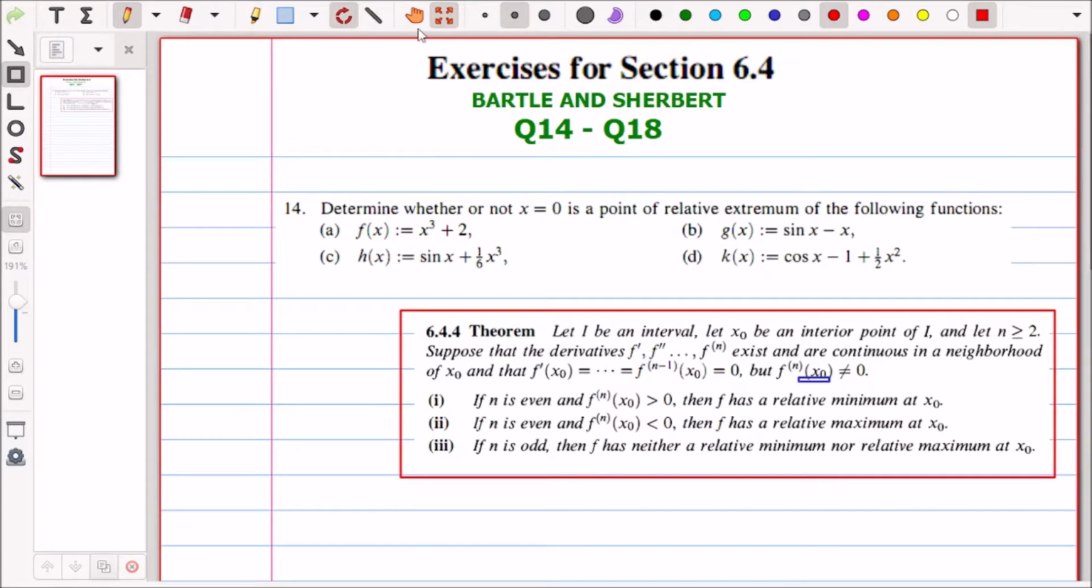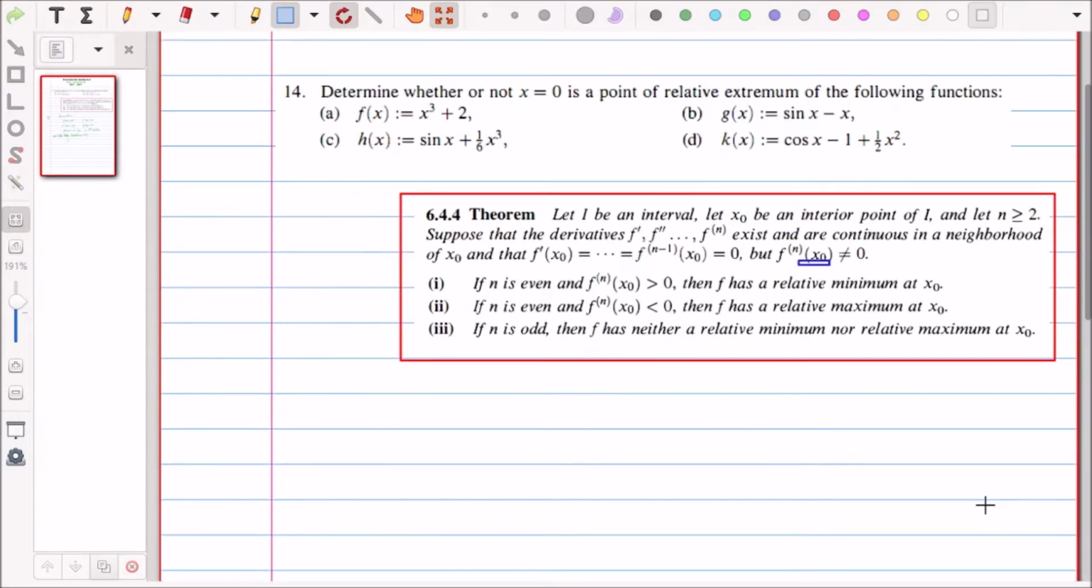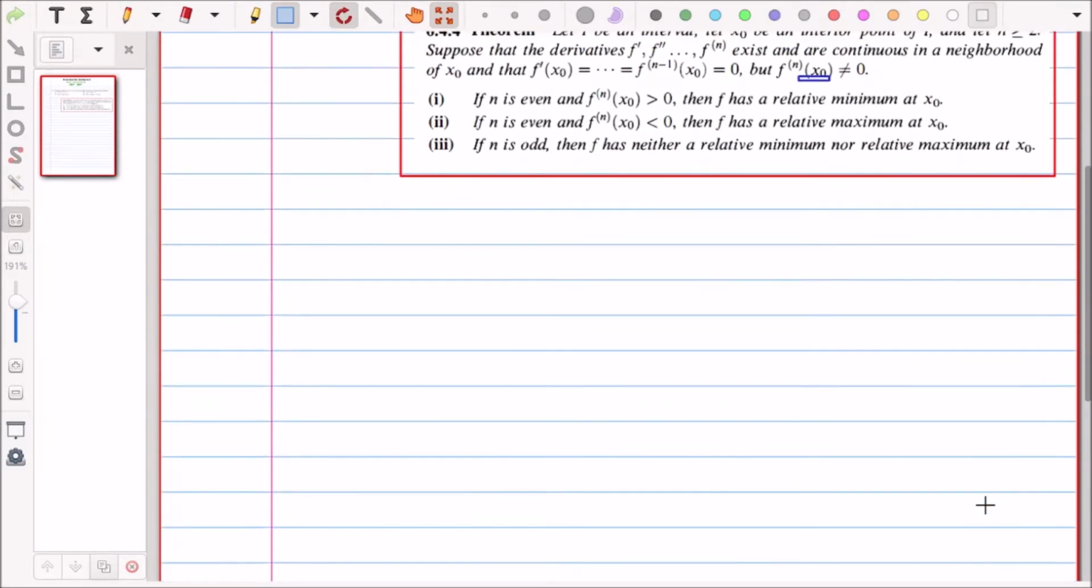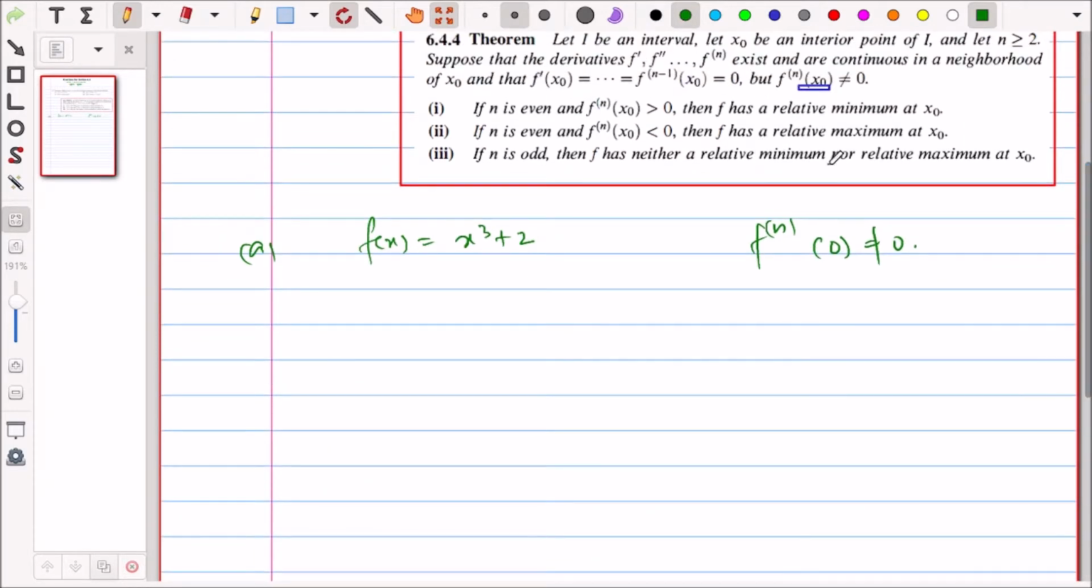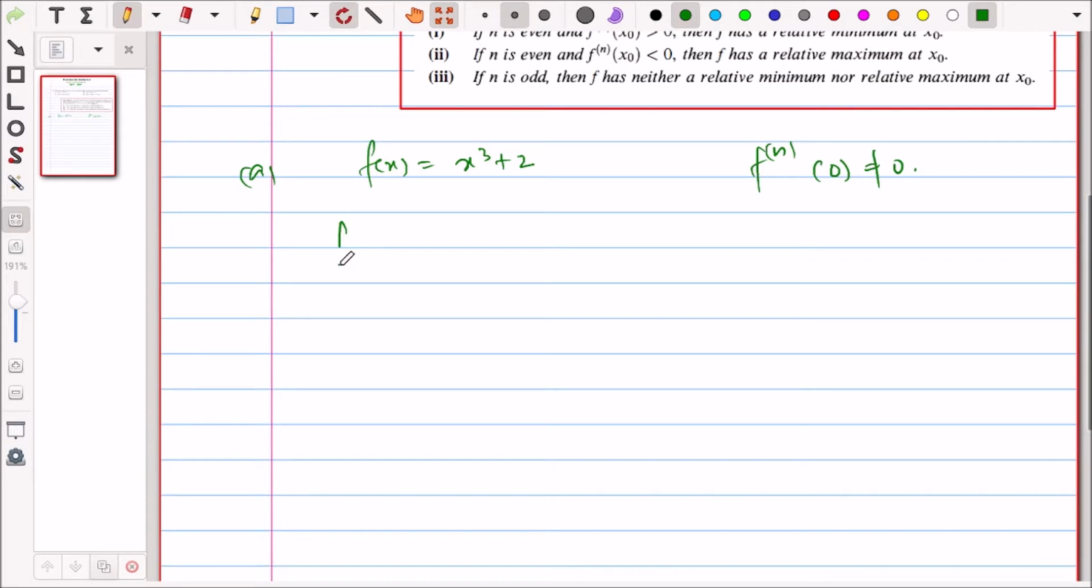So let us start with part A. A is f(x) equal to x cube plus 2. Our aim is to find the smallest n such that f^(n)(0) is not equal to 0. First we will find this and then we will apply the theorem to get our result. f dash x is 3x square. So f dash 0 is, sorry, 0.